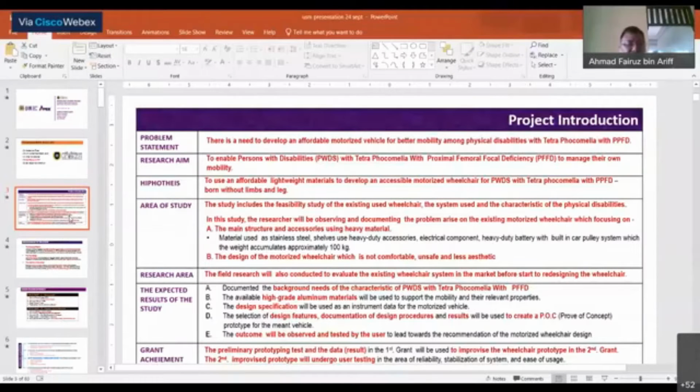The grant achievement: the first preliminary prototype test and the data results in the first grant will be used to improvise the wheelchair prototype in the second grant. The second improved prototype will undergo user testing in the areas of reliability, stability of the system, and ease of usage.